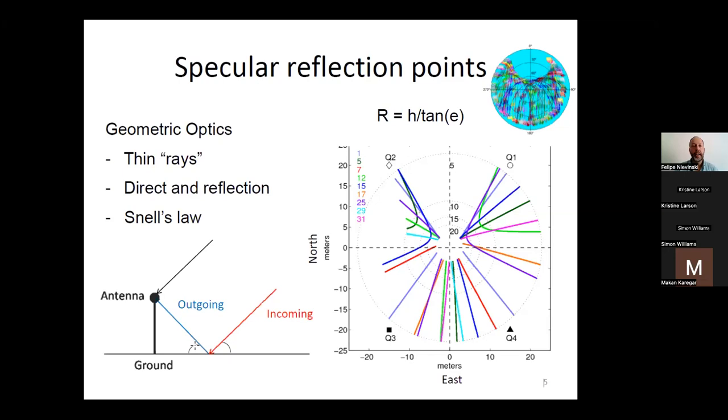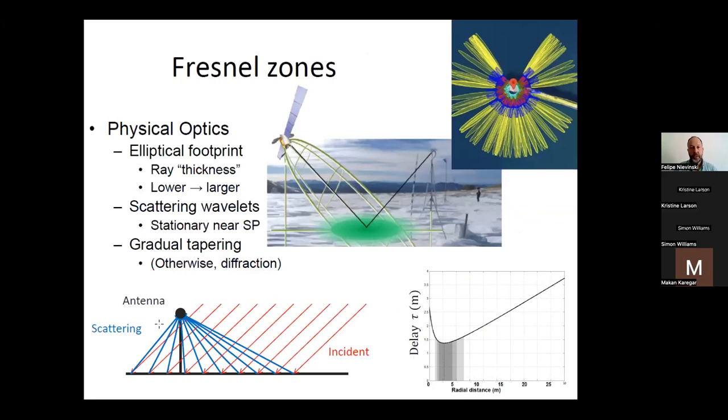So there is a bigger picture around this, which comes from physical optics, that will give you the thickness of the ray. This is called the Fresnel zone for a satellite. You have one footprint for each satellite that is visible at the same time. So for example, right now we have probably 10 satellites visible, and each one will have their own reflection point and their own Fresnel zone around them.